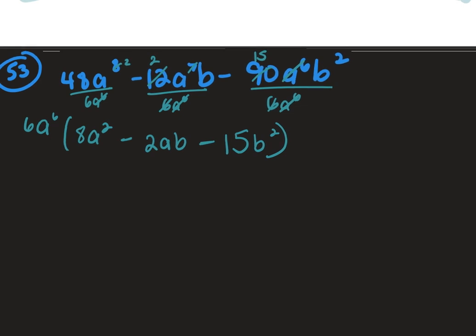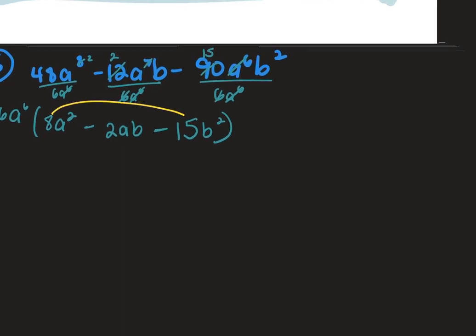Now I would either try trial and error with what's on the inside, or I would do factoring by grouping. So 8 times negative 15 is negative 120. Factors of negative 120 that sum to negative 2 are negative 12 and positive 10.